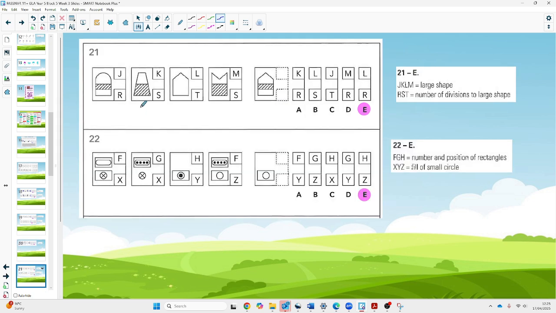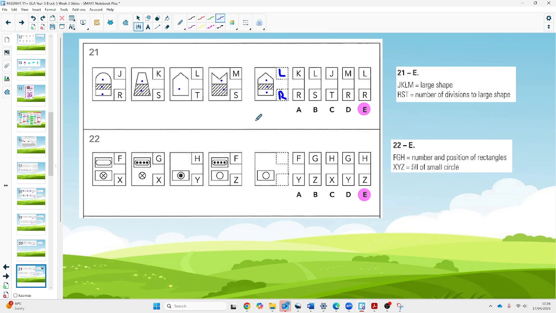Moving on to question 21. J, K, L and M, so again all different because they are all different shapes. We require an L for our 5-sided shape here. Then if we look at the bottom row, we've got 2 S's, and that's the number of divisions to the large shape. So if you consider that the R has 3 parts, S has 2, and the T has 1, we need it to be 3 parts, therefore it's an R.